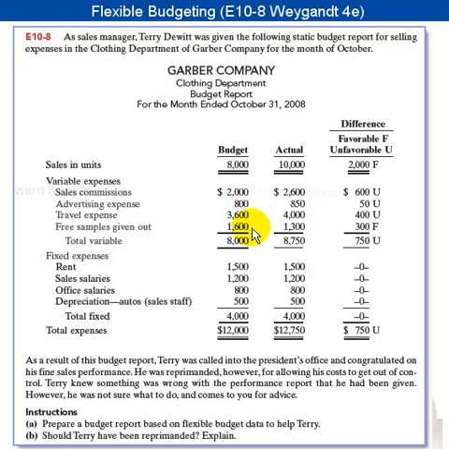Free samples given out, 1,600 divided by 8,000. Well, 1,600 goes into 80. I got to get that right. It's 20. Wait, is it 20 cents per unit? And then the other ones we really don't need to do on a per unit basis.